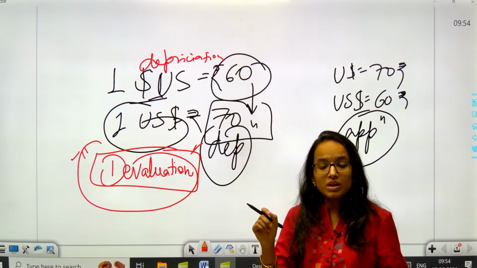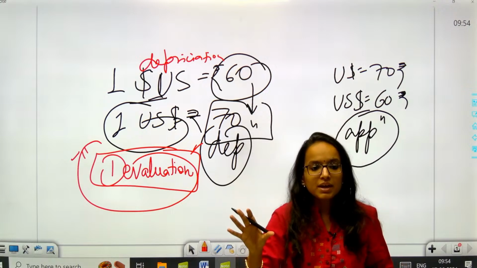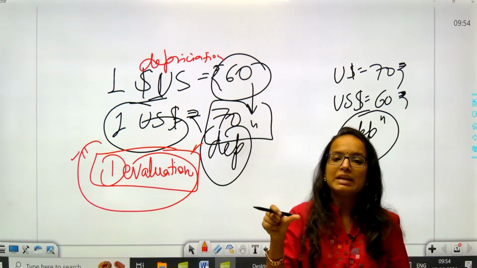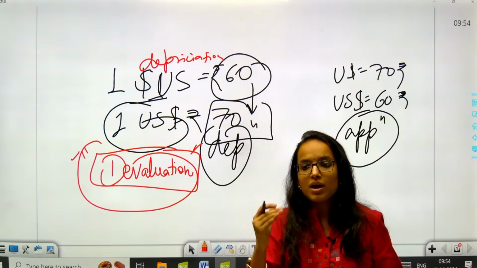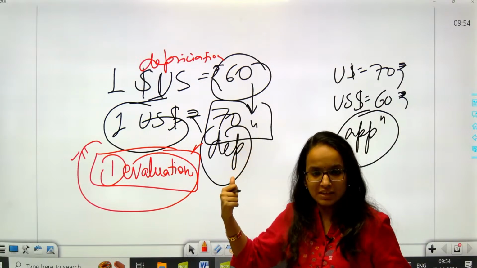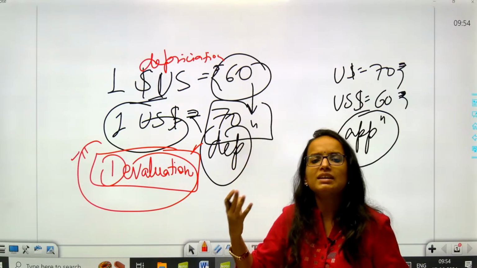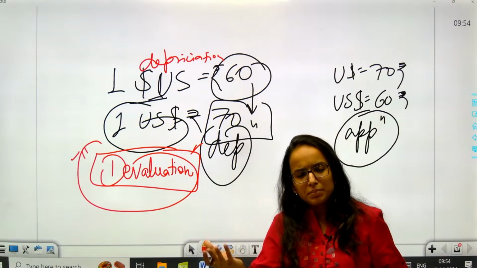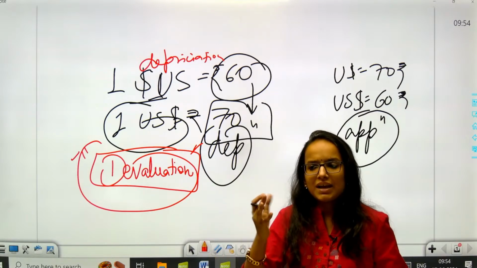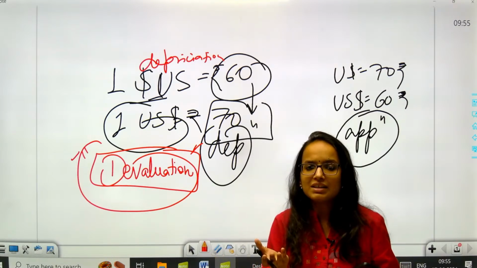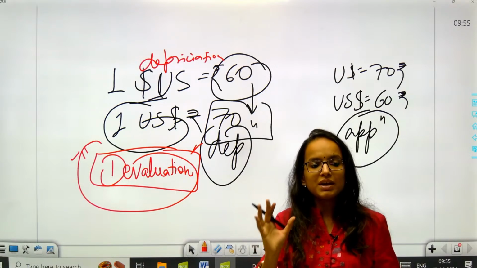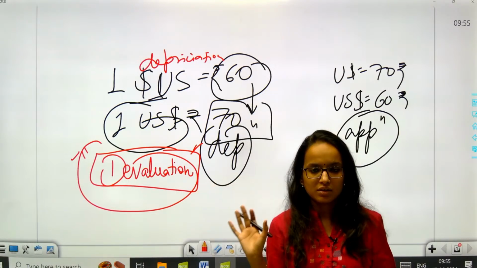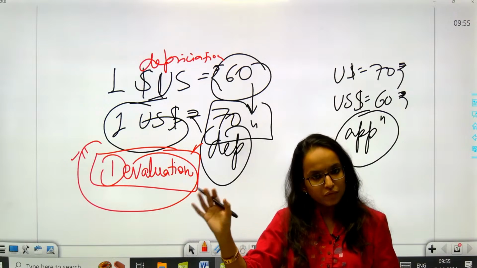This is also known as managed floating. When the central bank, the RBI, tries to intervene in the foreign exchange market so as to affect the value of your domestic currency, to make it stronger or weaker, say depreciate it or appreciate it, by selling and buying of foreign currencies in the market, this activity by the central bank or RBI is known as managed floating. You should remember, managed floating.